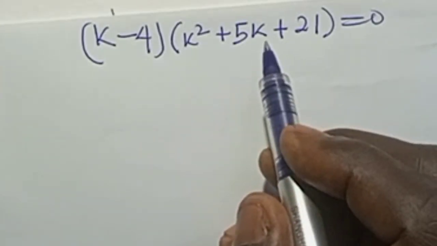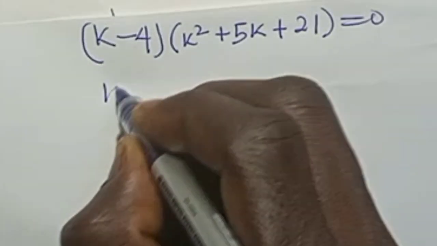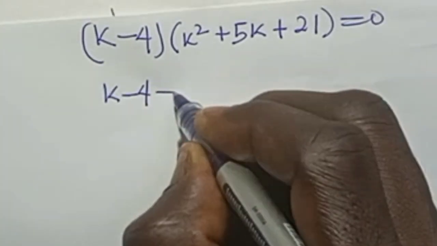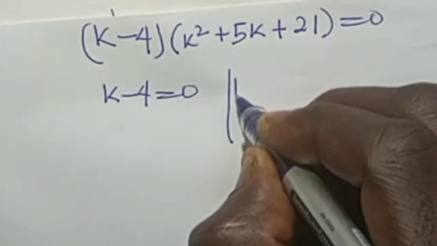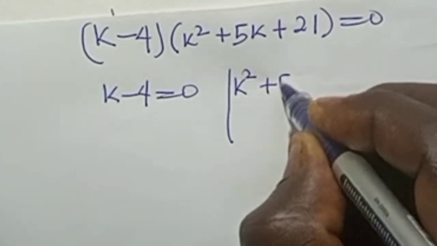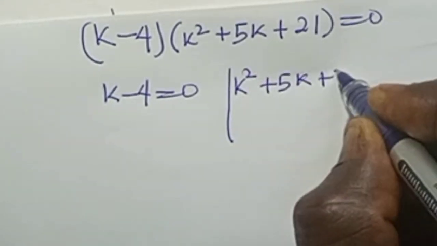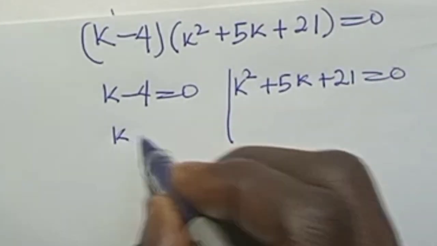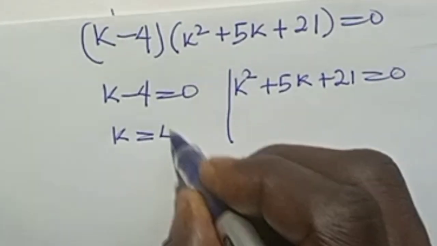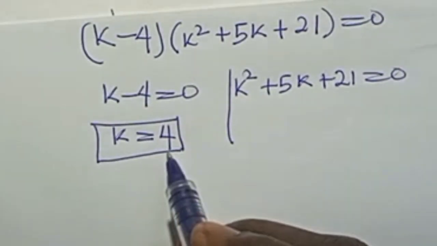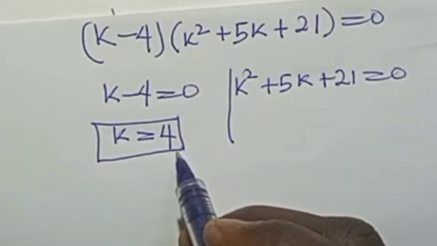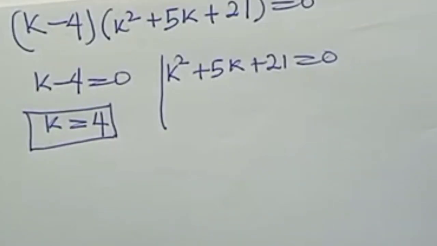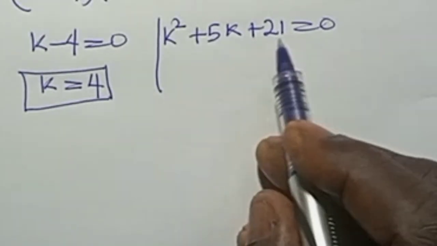From this line, we end up having two cases that says either k minus 4 is equal to 0 or k squared plus 5k plus 21 is equal to 0. And from the first case, k is equal to 4. This is the first value of k. And the second case is a typical example of a quadratic equation.